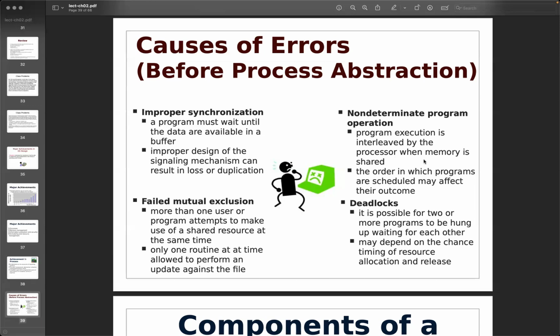So with non-deterministic program operation, sometimes the execution is interleaved by the processor where the memory is shared. When we share the memory, sometimes we overwrite from the memory, take a space. And then when the program executes, I load it from the memory, so one piece of the data will be wrong. Also, the order in which the programs are scheduled may affect the outcome. So it's pretty common, it happens.